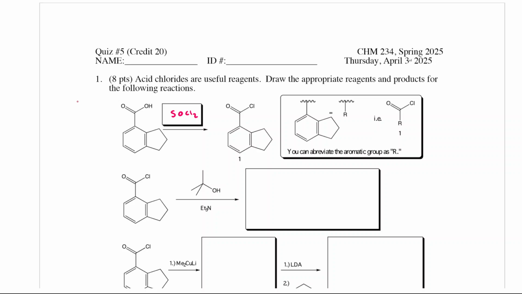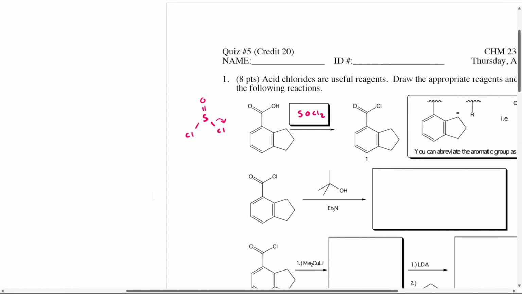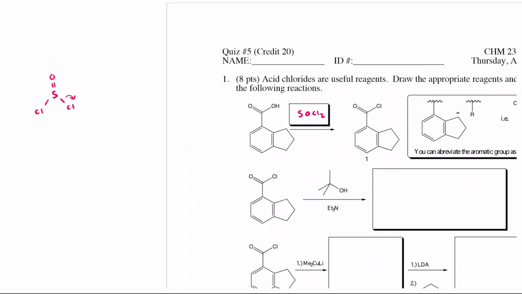In solution, this molecule looks like this. What will happen is chloride is going to spontaneously leave the molecule, which will result in this OSCl negative. Let me move to the side so we have more space.